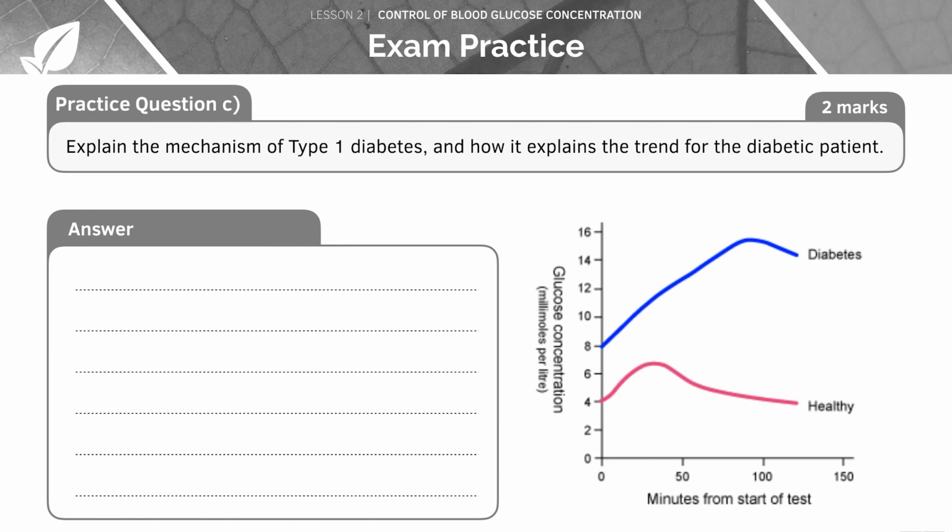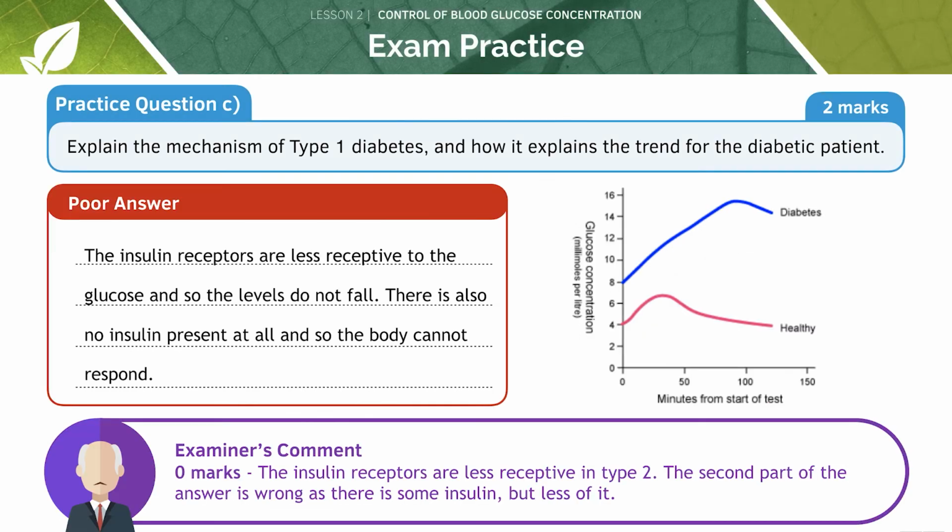Okay, so let's move on to practice question C. Explain the mechanism of type 1 diabetes and how it explains the trend for the diabetic patient. So again, give this video a pause here and have a go.